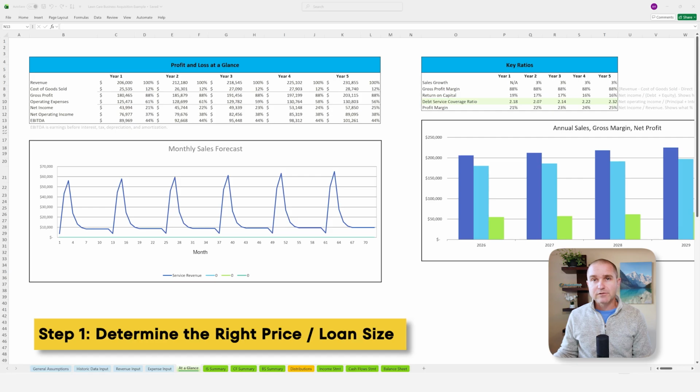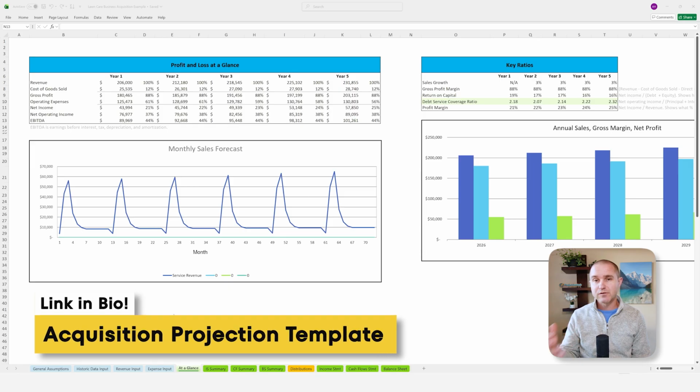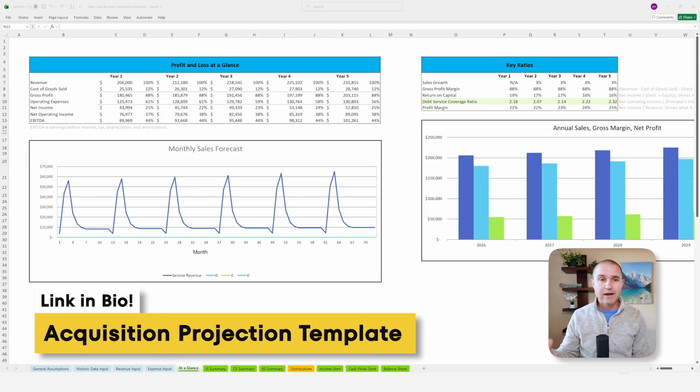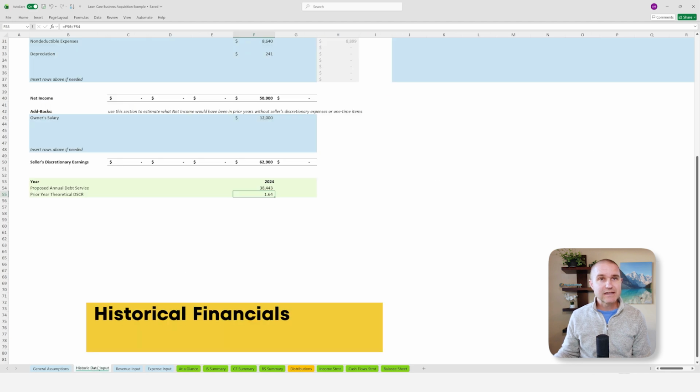So with that, let me dive into the first step of the process, which is determining how much of an SBA loan this business can even qualify for. And that's going to be based on the historical financials of the business. In this case, we use our acquisition projection template that I've got pulled up, and we'll put a link to this in the description of the video below so you can model out your own acquisition. We're going to start with this historic data input tab.